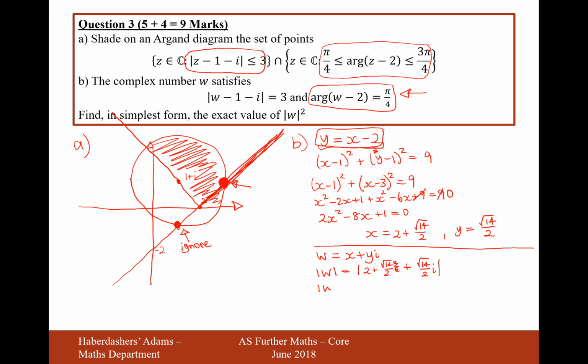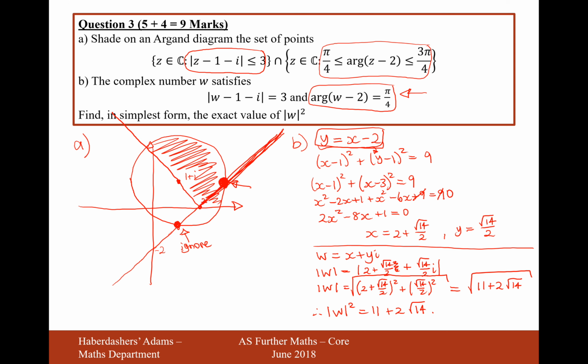Now, if I work out what that modulus is, it's going to be the real part squared, so 2 plus root 14 over 2 squared, plus root 14 over 2 squared, all square rooted. That will equal the square root of, if I simplify all of the stuff inside the bracket, 11 plus 2 root 14. So therefore the modulus of w squared is just this value squared, so get rid of the square root: 11 plus 2 root 14.